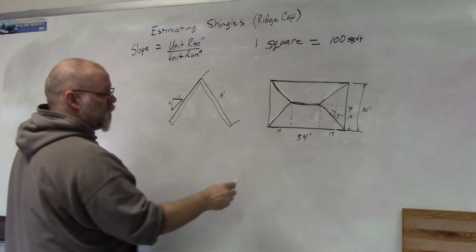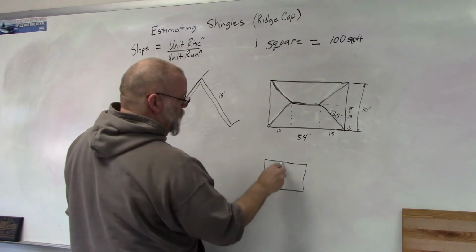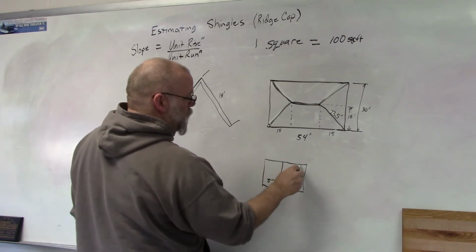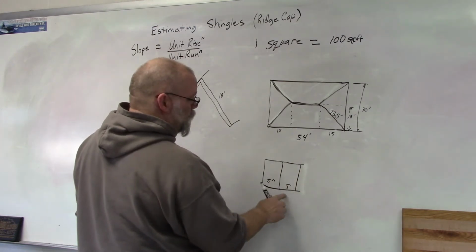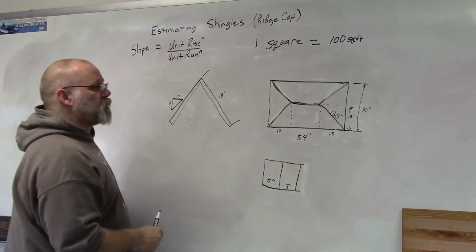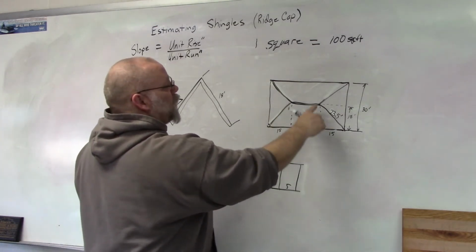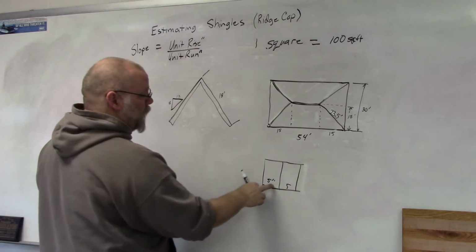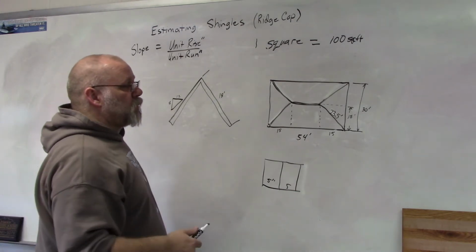Okay, so the ridge cap, you have a ridge cap like this, and then you'll have about 5 inches of exposure, and then you'll have the next one. So each one has about 5 inches of exposure. So what we need to do is figure out the linear length of all of our ridges, and then divide by 5 inches to tell us how many tabs we're going to need to do the ridge.